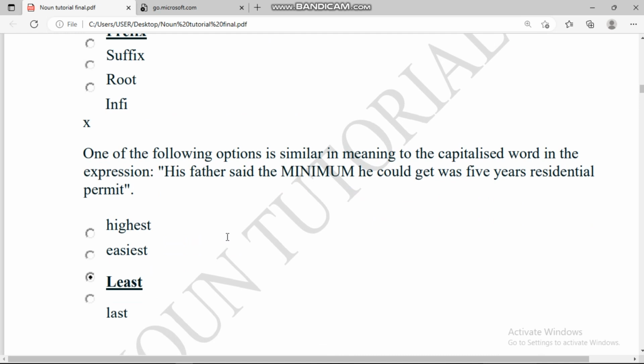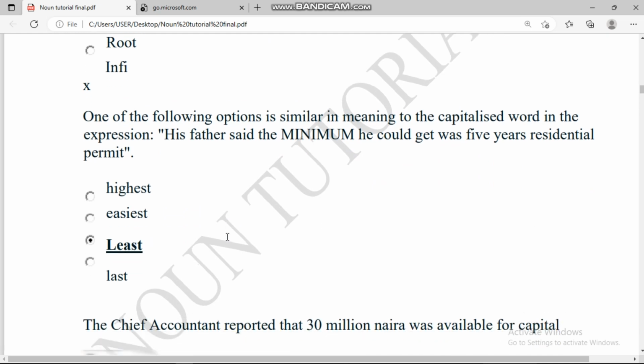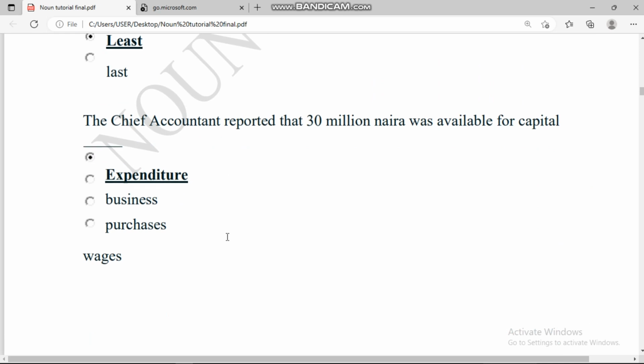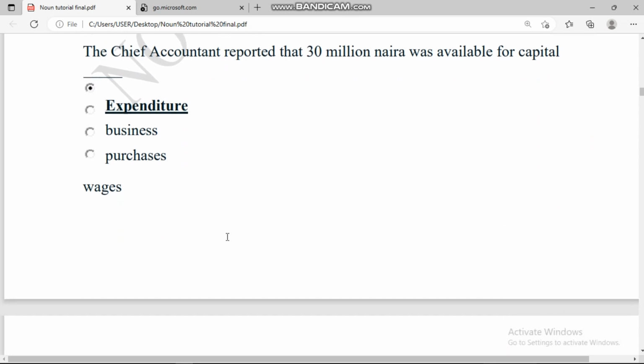One of the following options is similar in meaning to the capitalized word. The capitalized word is minimum. We have least. Minimum and least are similar. Okay, the chief accountant reported that 30 million naira was available for capital expenditure. That's the answer. Expenditure.